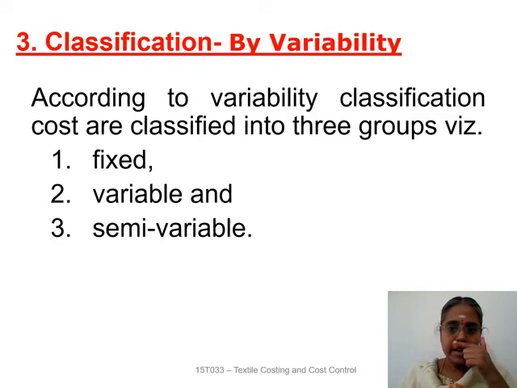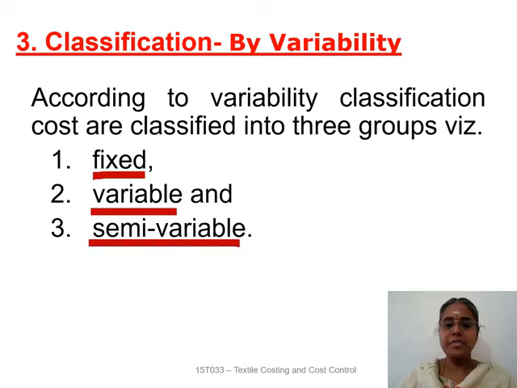So the third important classification is based on variability: fixed, variable, and semi-variable. You need to understand all classifications; the basic or elemental classification is a must. But when you classify based on variability, you can use it for a few purposes like budgeting and break even, all those things.